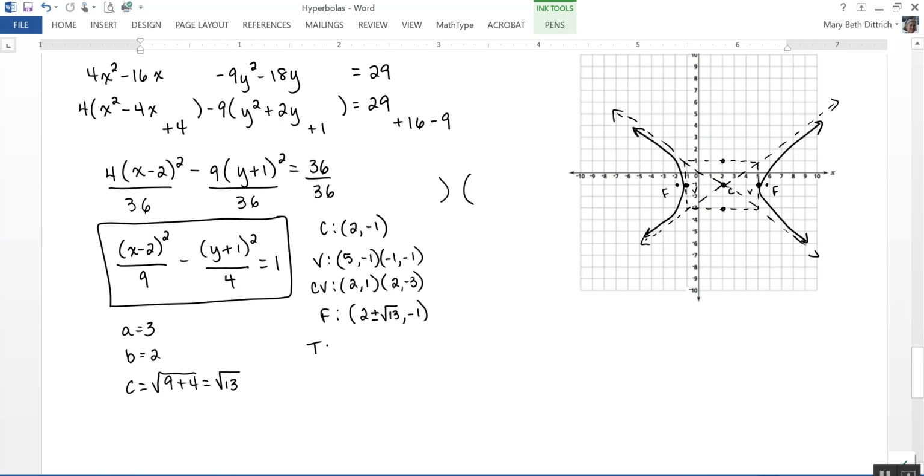My transverse axis, which is my longer axis between the two vertices, is 6 units long. My conjugate axis, which is between the co-vertices here, is going to be 4 units long.